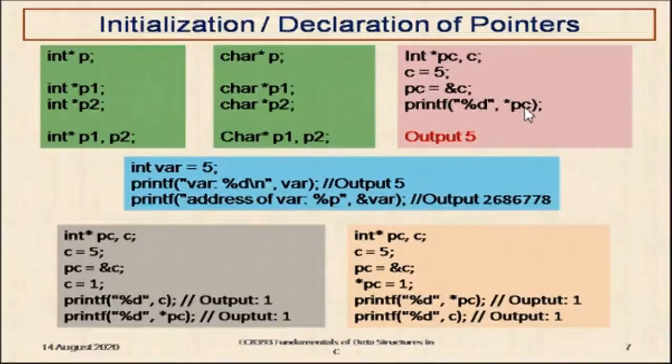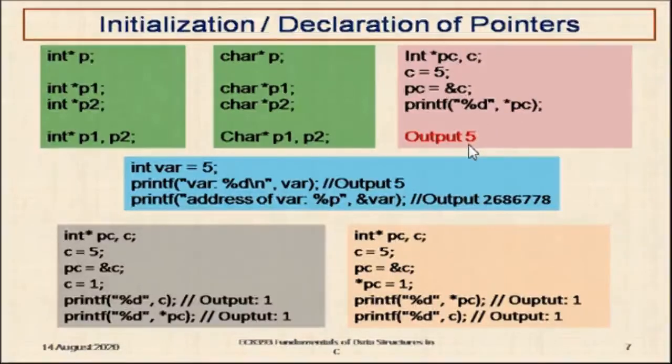So *pc. Now you can recall that in the very first slide we have seen that star is the data at address operator. Star will get you the data at the address. So pc is the address, so the address of c would have been stored in pc. Star with the address will get you the data available in that address to us.